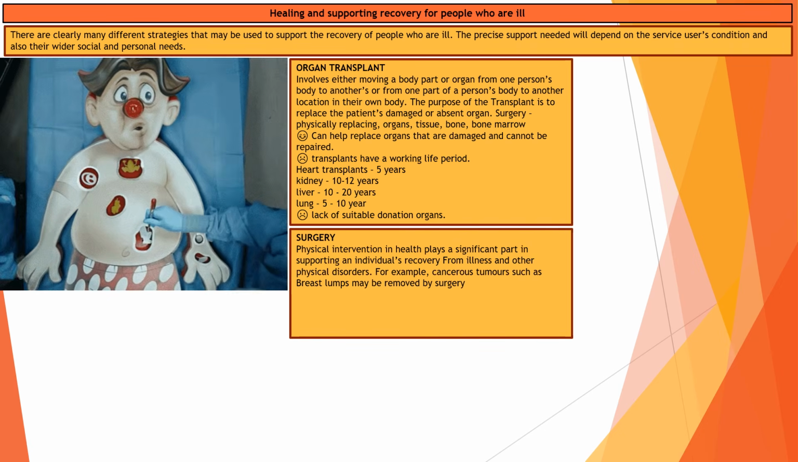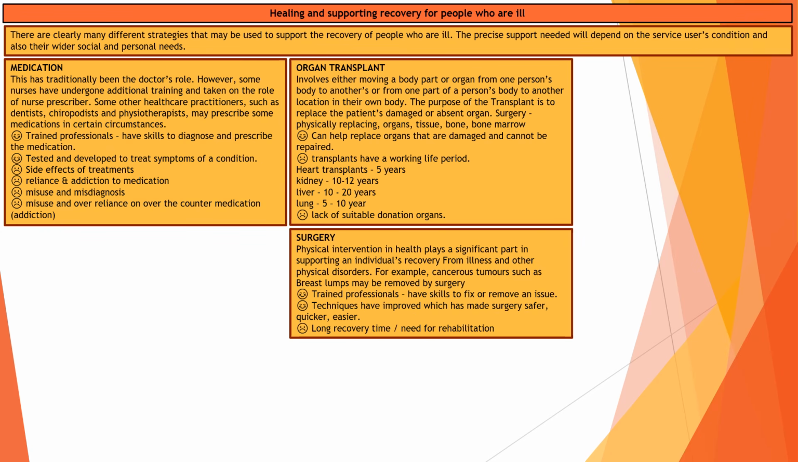Surgery is also another key intervention point. So again, this can help with physical disorders, physical issues, and it can be used for removing tumours or cancerous growth. It might be repairing damaged organs or systems. So it is a physical and quite invasive form of treatment. Now, trained professionals perform this surgery. They can fix an issue. Techniques have improved, which have made surgery safer, quicker, easier, but they do come with longer recovery times and need for rehabilitation.